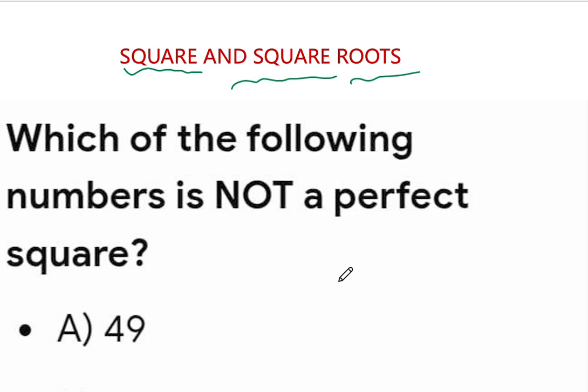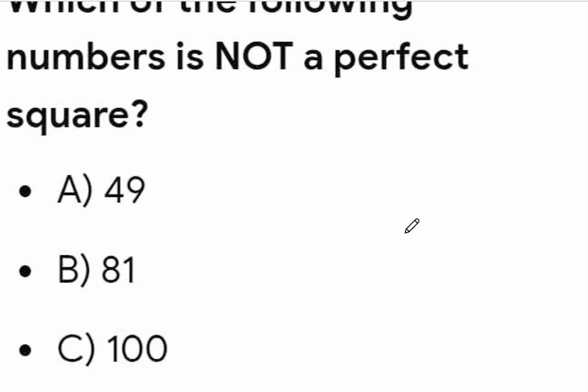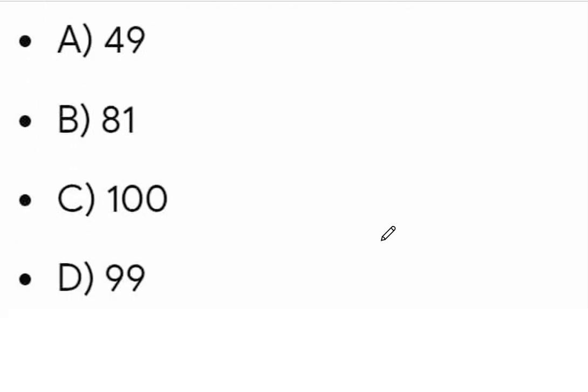In that first one, which of the following numbers is not a perfect square? So here it is a very simple question. Not a perfect square. You already know the perfect square meaning, that it is the product of the same two numbers. Here they have given some numbers: 49, 81, 100 and 99. In that, which one is not a perfect square? I have to tell here.